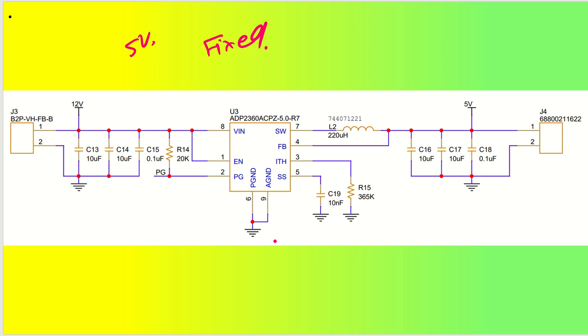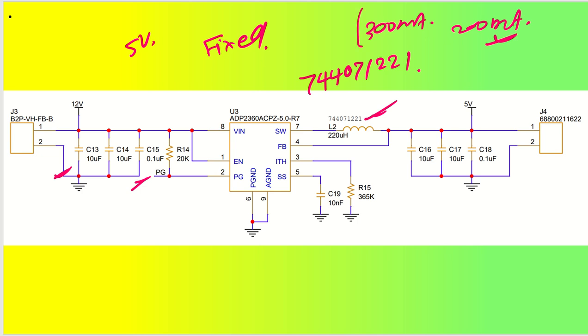You can keep the capacitor values and all these things the same as they are. The inductor value I have reduced to 220 microhenry, and you can take the part number 744071221. I suggest you keep the saturation current around 300 milliamperes and the current rating around 200 milliamperes or more. That is more than sufficient for a complete design of this particular regulator. You can take up to around 500 milliamperes or 700 milliamperes also.